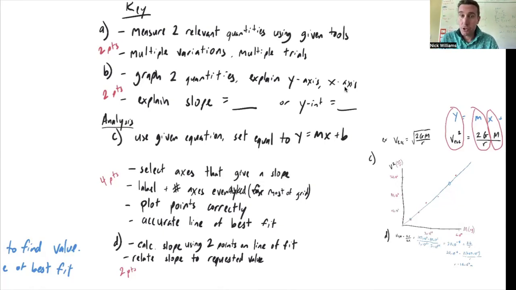The answer is usually graph the two quantities that you measured. Explain what your y-axis should be and what your x-axis should be. So put pressure on the y-axis, put depth on the x-axis, and then explain what the slope will be. The slope will be density of the liquid times gravity, or what the y-intercept would be. The y-intercept would be atmospheric pressure.